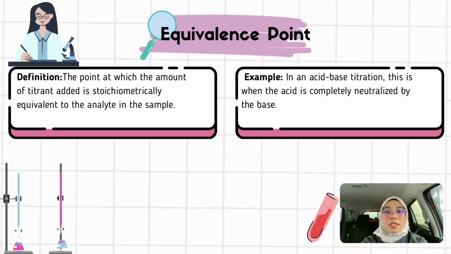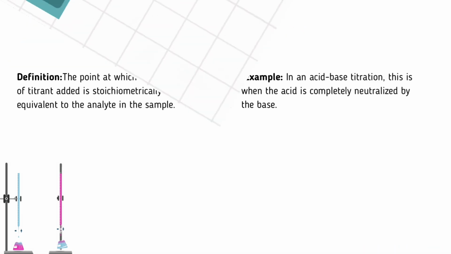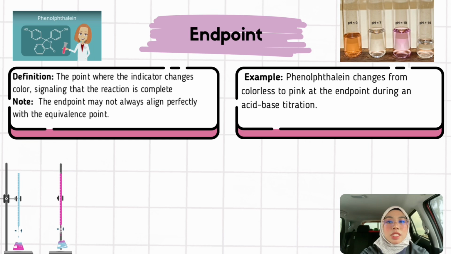Equivalence point: the point at which the amount of titrant added is stoichiometrically equivalent to the analyte in the sample. For example, in an acid-base titration, this is when the acid is completely neutralized by the base. Endpoint: the point where the indicator changes color, signaling that the reaction is complete. For example, phenolphthalein changes from colorless to pink at the endpoint during an acid-base titration.